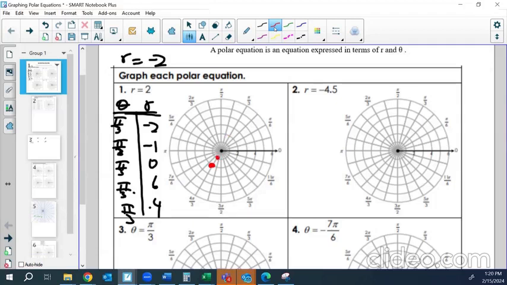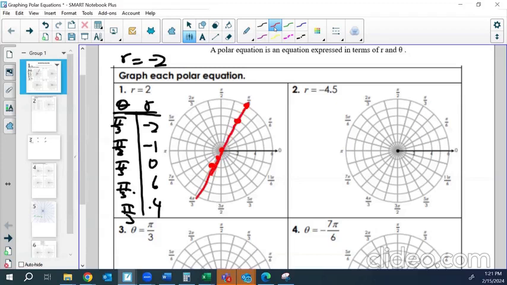Pi over 3. When R is 0, it's just at the center. Pi over 3 when R is 6, well, 6 is right here. You see what's happening right here? Pi over 3, R is 4. Where R is 4? Oh, that's 4 right there. So what am I going to have when I connect all those dots? A straight line.